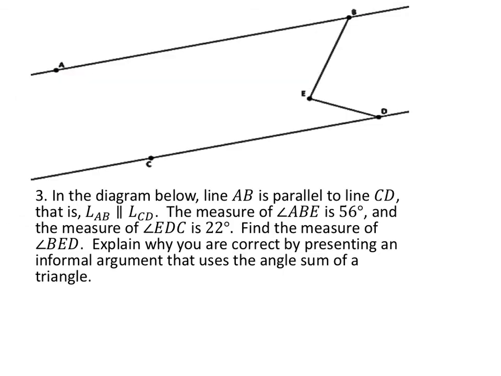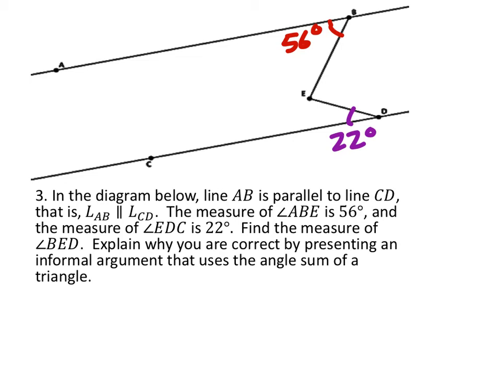In the diagram below, line AB is parallel to line CD. The measure of angle ABE is 56 degrees. Let's go ahead and put that in now. I'll do it in red. ABE, 56 degrees. And the measure of angle EDC is 22 degrees. So that's this angle here, 22 degrees. Find the measure of angle BED. Explain why you're correct by presenting an informal argument that uses the angle sum of a triangle.